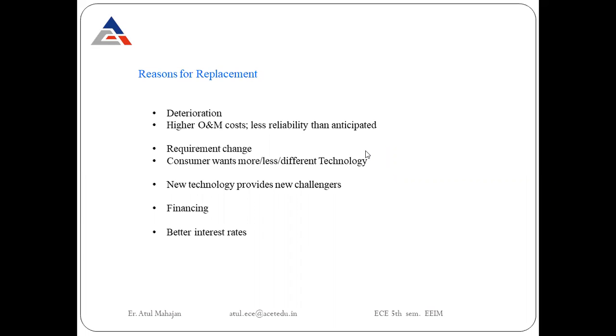Then the higher operation and maintenance cost. The operation and maintenance cost is also very high. Okay, reliability is very less. Operation and maintenance cost means I need to get it repaired very soon. Every second month or every 15 days, I need to get it maintained. The servicing of the machine is there. Operation and maintenance cost is getting high day by day. So that is another reason.